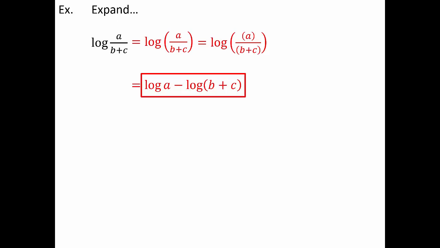Take a moment right now, go back and look at those 3 rules that you wrote down. The power rule, the product rule, the quotient rule. Pause here, play when you come back to it. Look at those 3 rules. Did you look at those 3 rules? Did you see any rule that said log of x plus y equals log of x plus log of y? Because if you did, you wrote it down wrong. That rule does not exist.